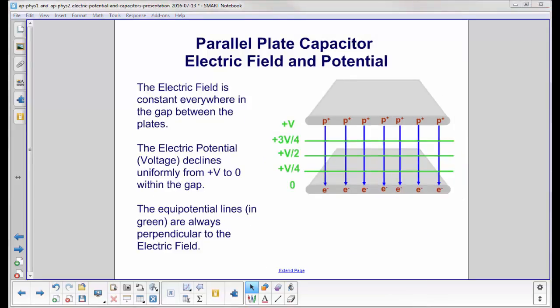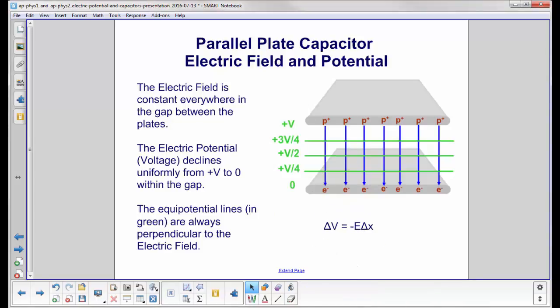The electric field is constant everywhere in the gap between the plates. We've learned that already. The electric potential, the voltage, declines uniformly from plus V to 0 within the gap. You can see plus V, 3/4 V, 1/2 V. You can see how that's a linear progression there. On a ruler, this would be 0, 1/4 inch, 1/2 inch, 3/4 inch, 1 inch. Why is that just like that? Well, because of this equation right here.